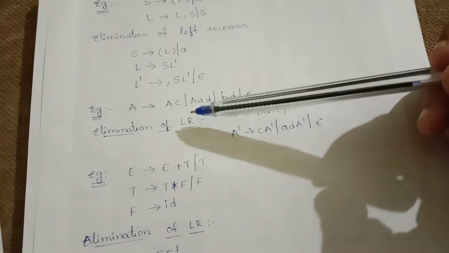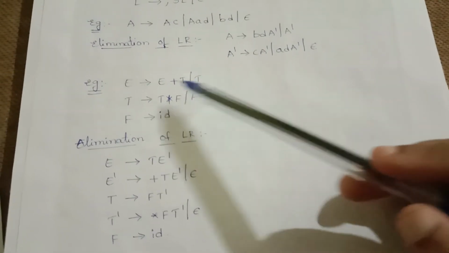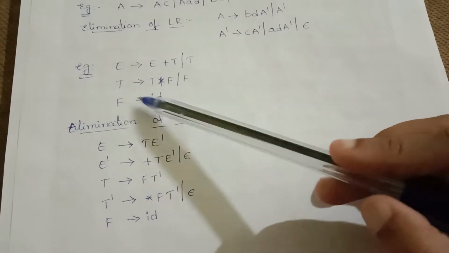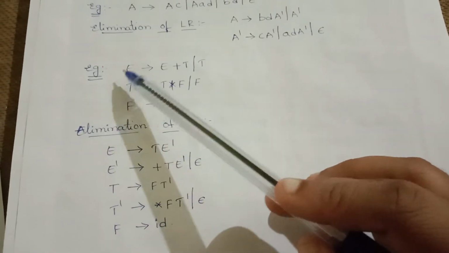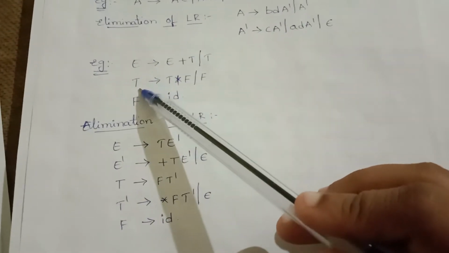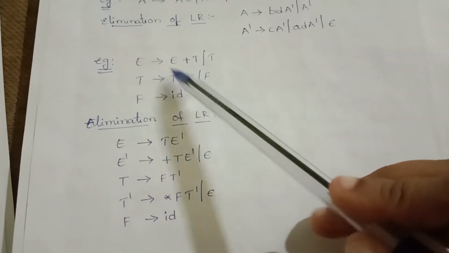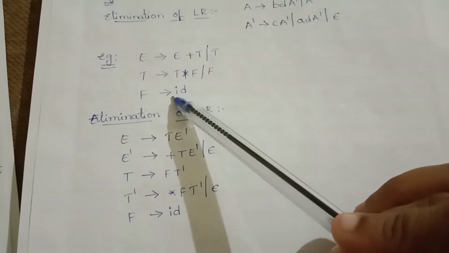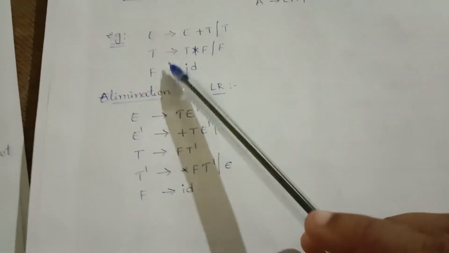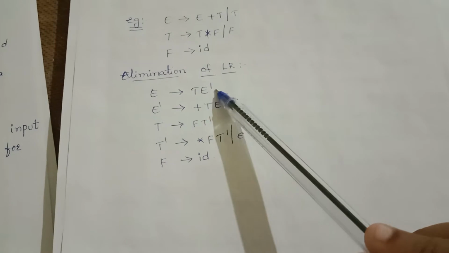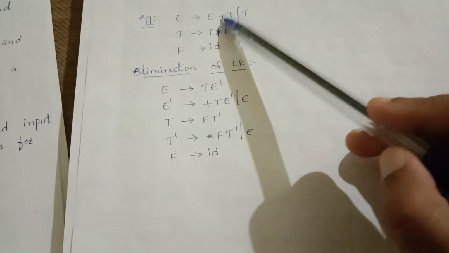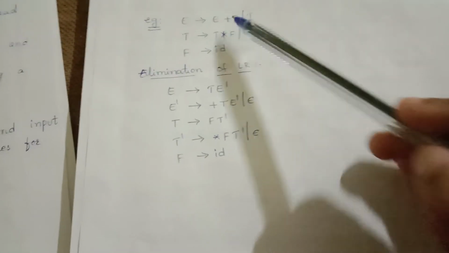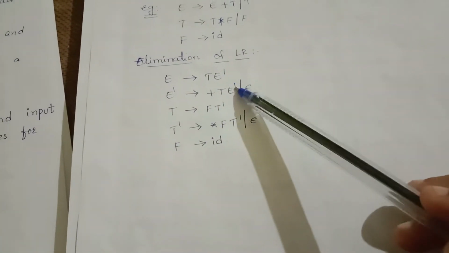Consider another example. E tends to E plus T or T. T tends to T star F or F. F tends to ID. In this we have left recursion: here we have E, and the left side and right side start with the same symbol. In this grammar, T and T also have left recursion. Only in this last production we don't have left recursion. So in both we need to eliminate the left recursion. For that, E tends to T E dash, and for this E dash also you need to derive. E dash tends to the remaining symbols except the starting symbol. The remaining symbols are plus T, and then the newly introduced symbol E dash and then epsilon.